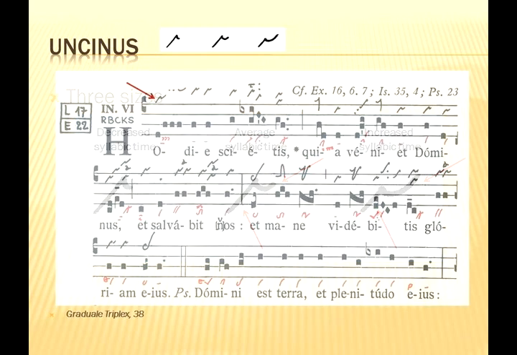For example, if we look again at the introit Odie scietis, we see that the first uncinus is larger, that is, the tail is more exaggerated, than are the next two. This gives further credence to the interpretation that the first note is somewhat lengthened.